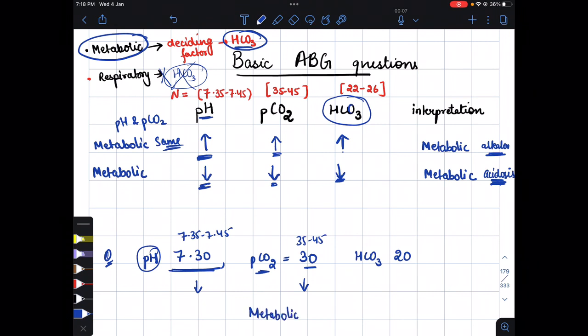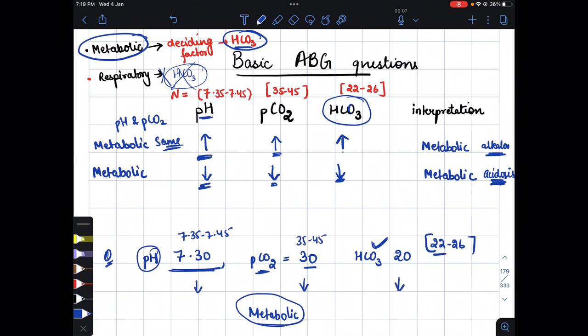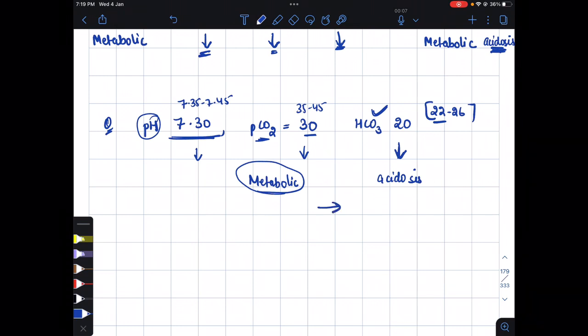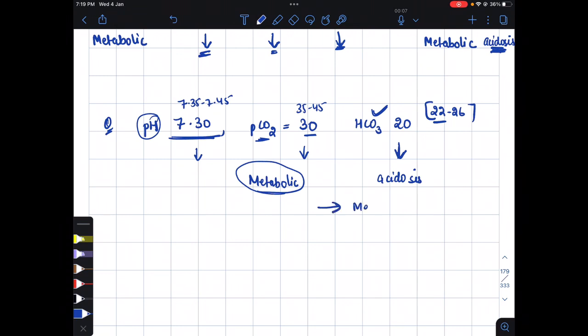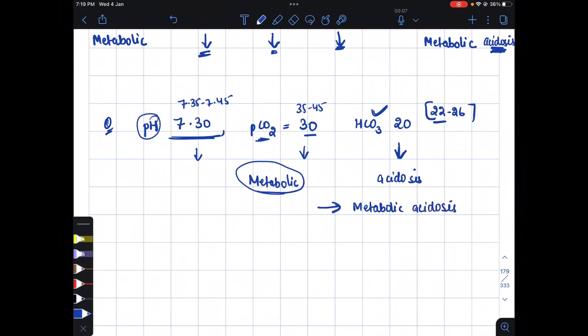And after metabolic, we know in metabolic cases we have to check the bicarbonate level. So here the bicarbonate level is also decreasing, normal being between 22 to 26. As it is decreasing, it is a case of acidosis. So in this way we can check that the ABG analysis of this case is metabolic acidosis. Metabolic acidosis. So this one is the first example.